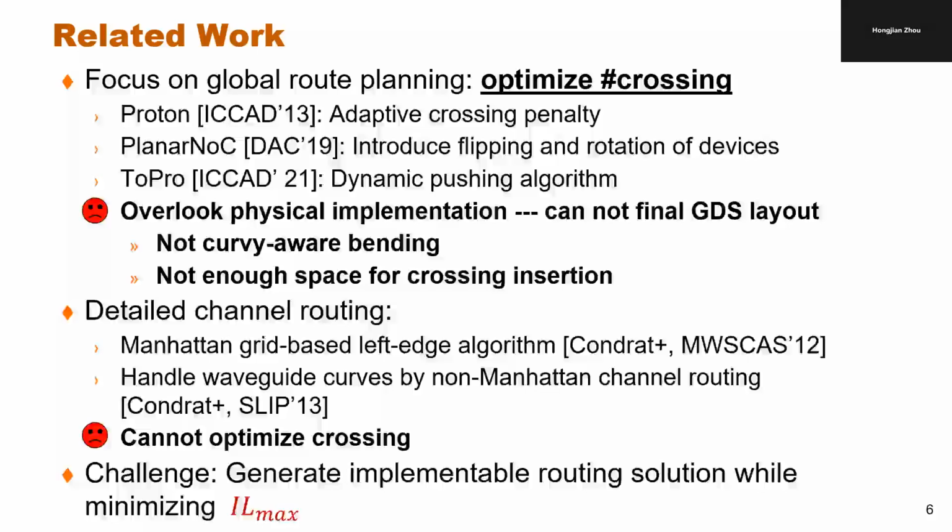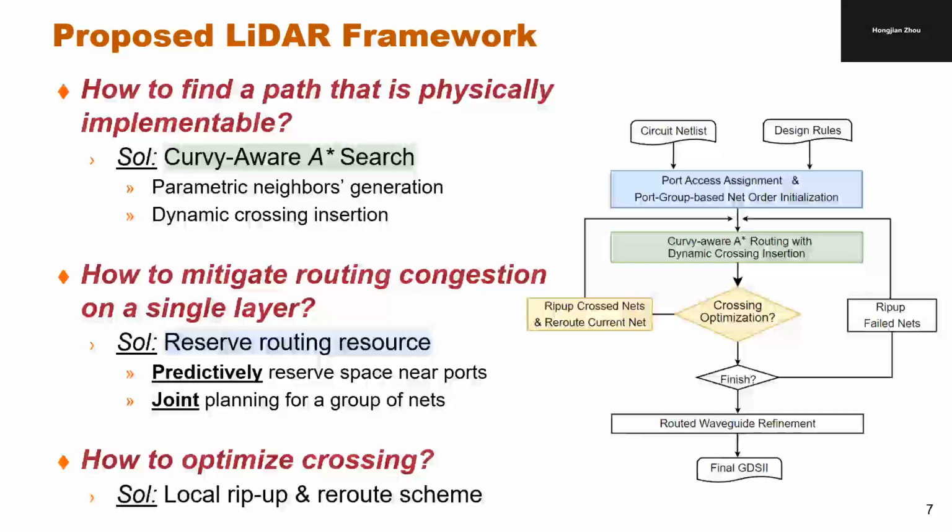So in addition to minimizing the maximum insertion loss, we should also be fully aware of physical implementation and design rules so as to reduce the back and forth modification. Then we propose our solution called LiDAR, which can generate curved waveguides while honoring the crossing and bending constraints. We solve the problem by answering these three questions: how to find a path that is physically implementable, how to mitigate routing congestion on a single layer, and how to optimize the crossing.